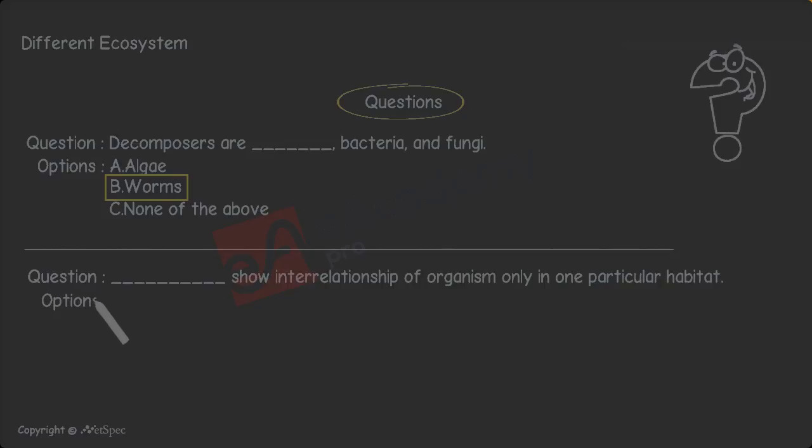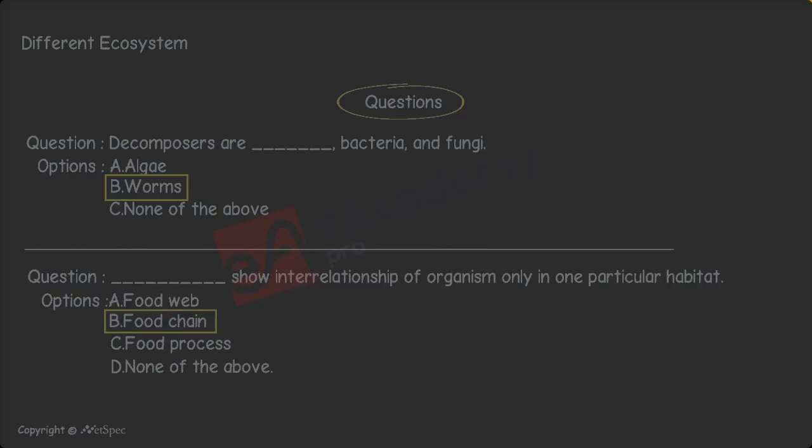Number 2. Dash show interrelationship of organisms only in one particular habitat. The options are A. Food web, B. Food chain, C. Food process, and D. None of the above. The correct answer is option B. Food chain.